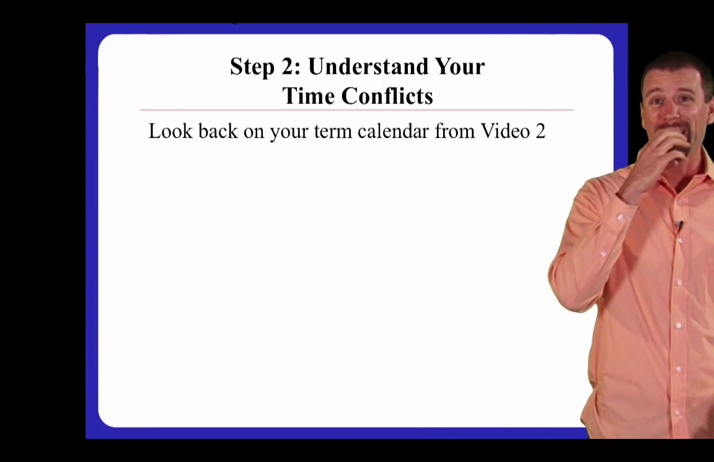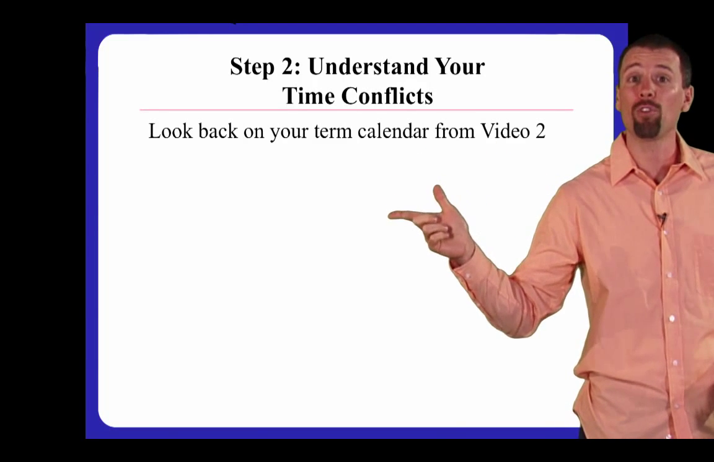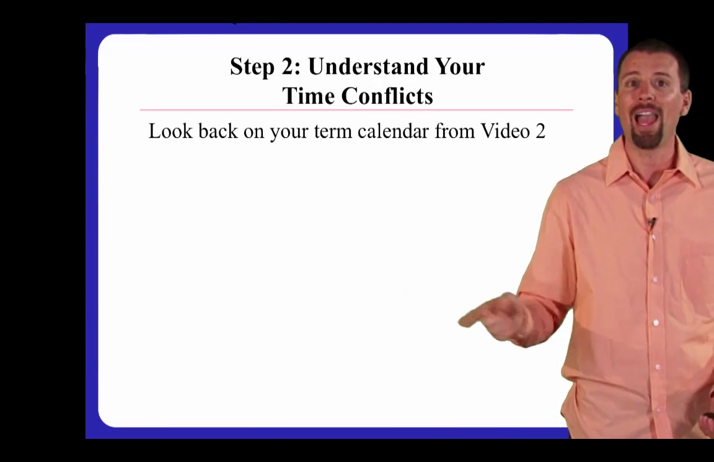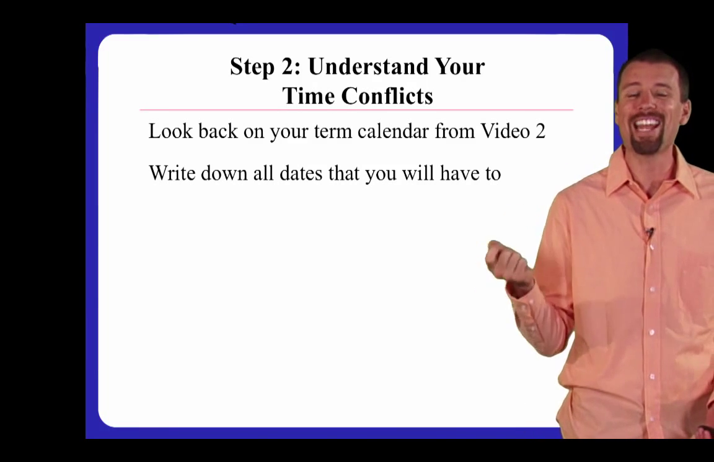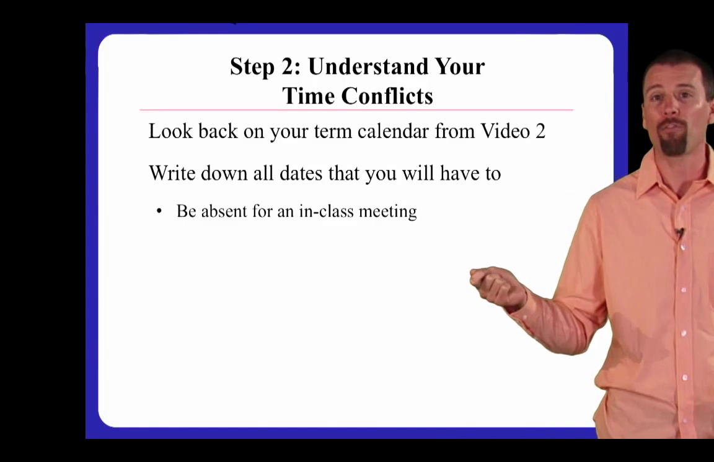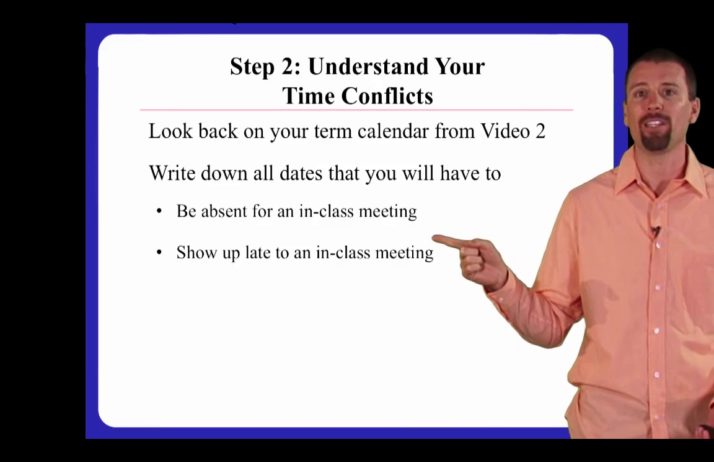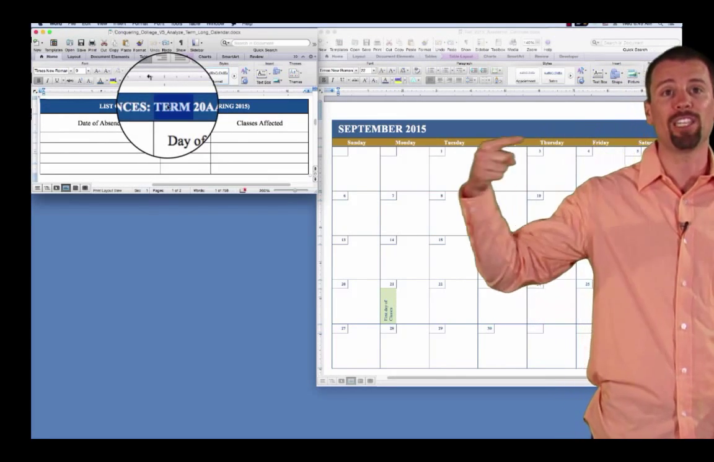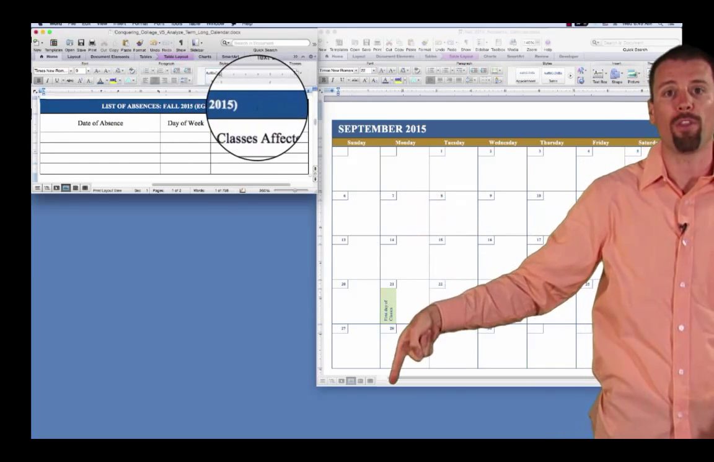Okay. Now that we've analyzed your final exam schedule, what we want to do is look back at your term calendar from the last video and understand your time conflicts. So in particular, write down all of the dates that you will either have to be absent from an in-class meeting or show up late from an in-class meeting. For example, you'll see that this table is provided for you in the worksheet associated with this video.